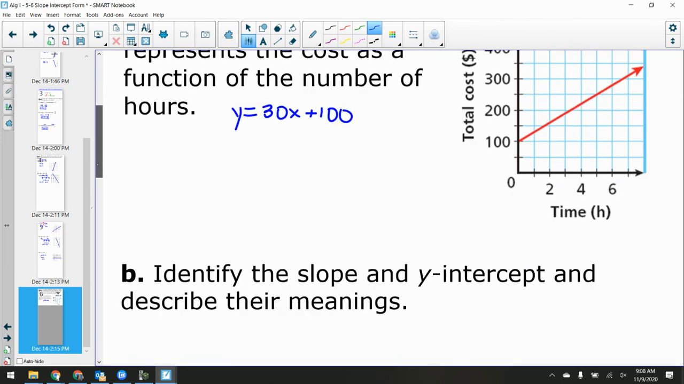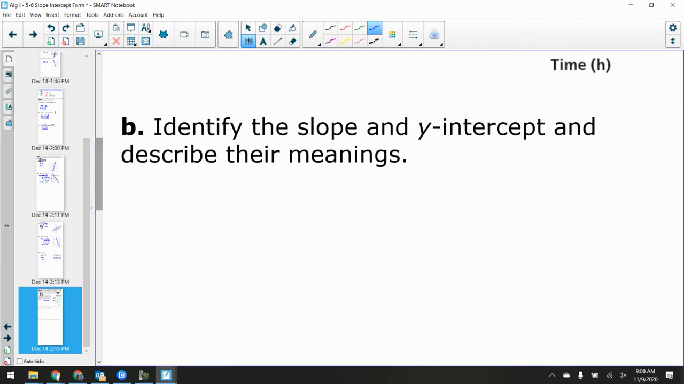Now, question B asks, identify the slope and the y-intercept and describe their meanings. Okay, what's the slope of this? Give me the numeric value. What is the slope? 30. And then what's the b value? 100. Okay, let's describe their meanings in context of the problem.